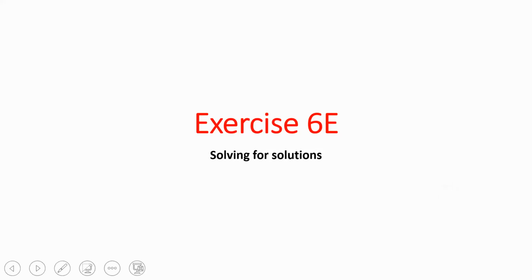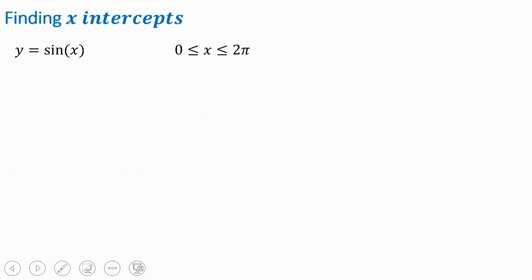So we're going to start off with the first example. Finding x-intercepts. I've got y equals sine of x, so it's a sine of x graph. It's 0 to 2 pi. That's my domain. Okay, so I want you to find the x-intercepts. Now, how do you find the x-intercept? What do you have to do?